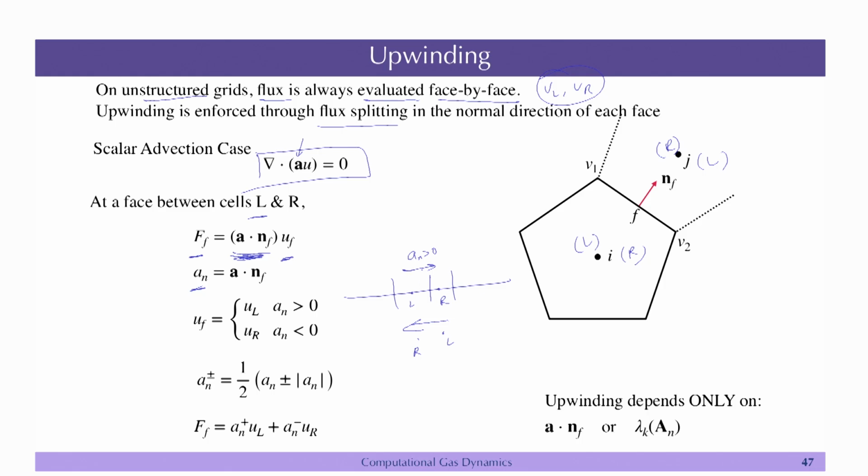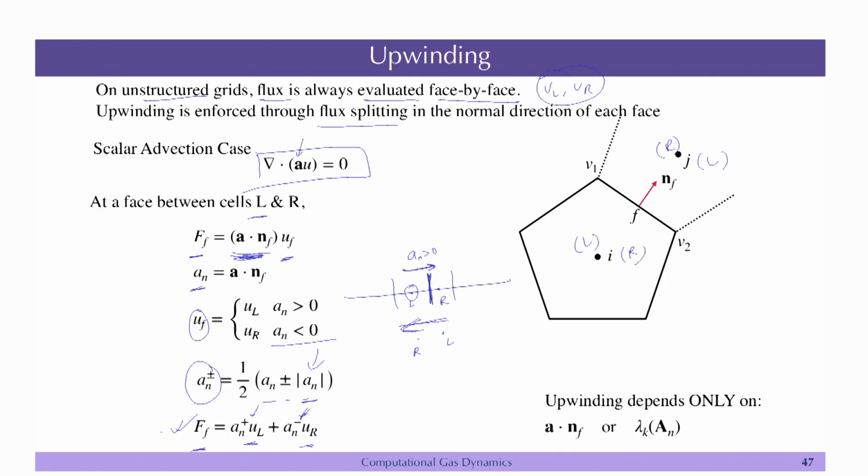So, if it is going from this to this side, the phase value, whatever value you have at the phase, will be basically what is coming from the left. If a_n is less than 0, then it is whatever value is coming from the right. So you can combine both of these and write it as half of a_n plus or minus mod of a_n, and then you can define your flux. It will automatically take care of whether a_n is positive or negative, and accordingly it will select whether it is u_L or u_R.